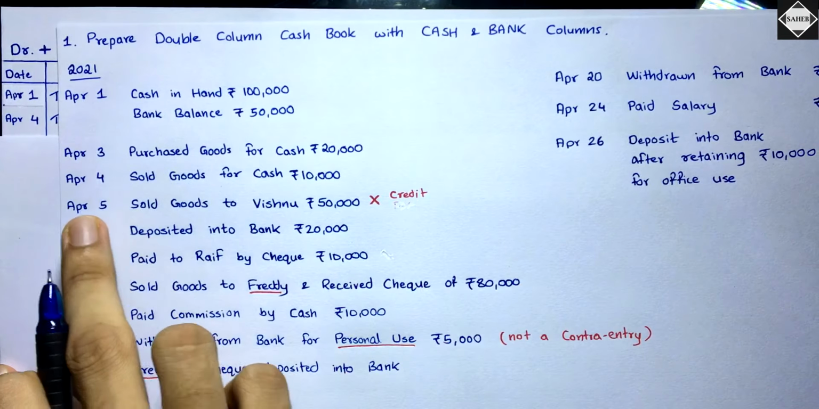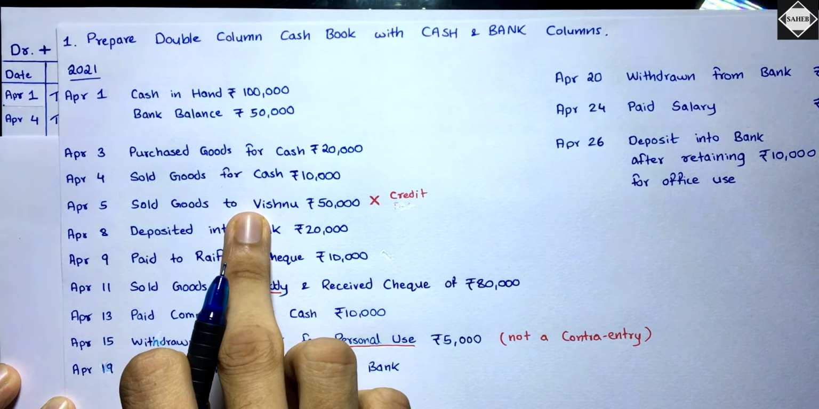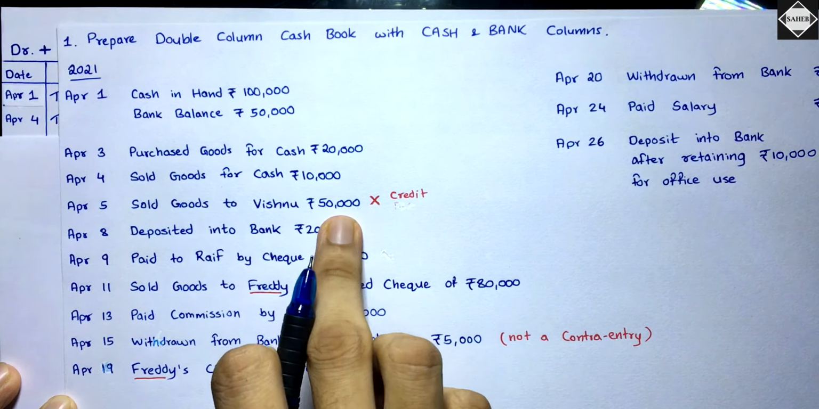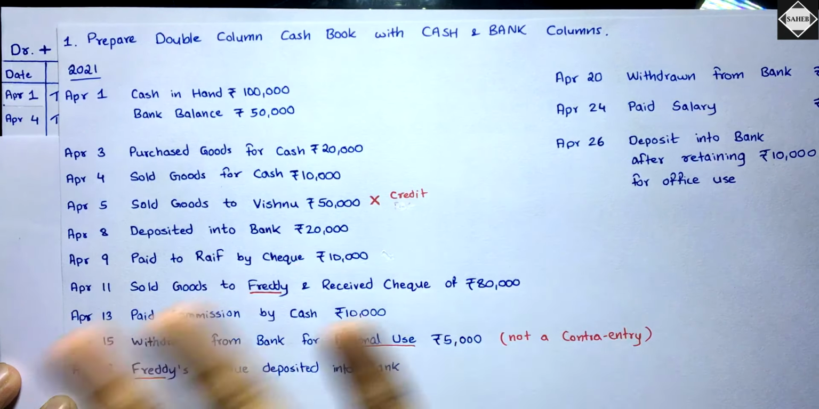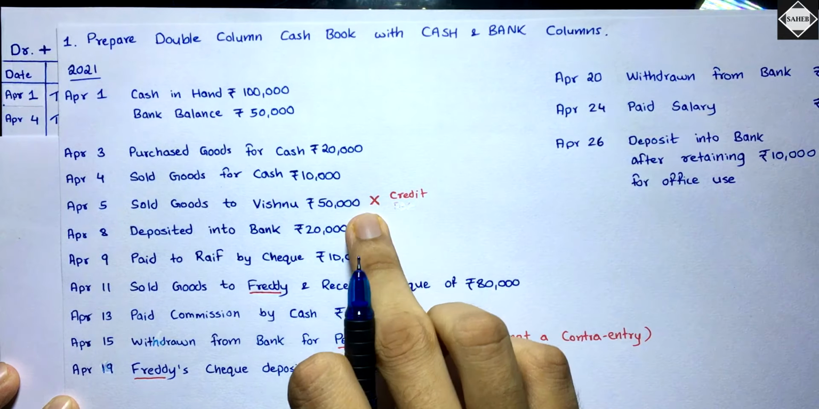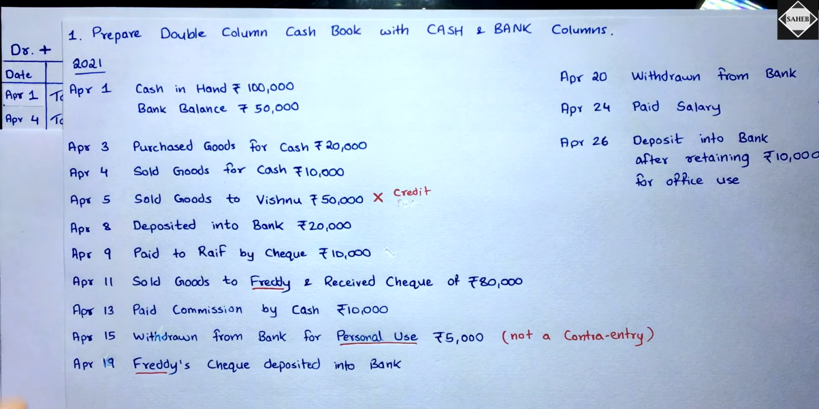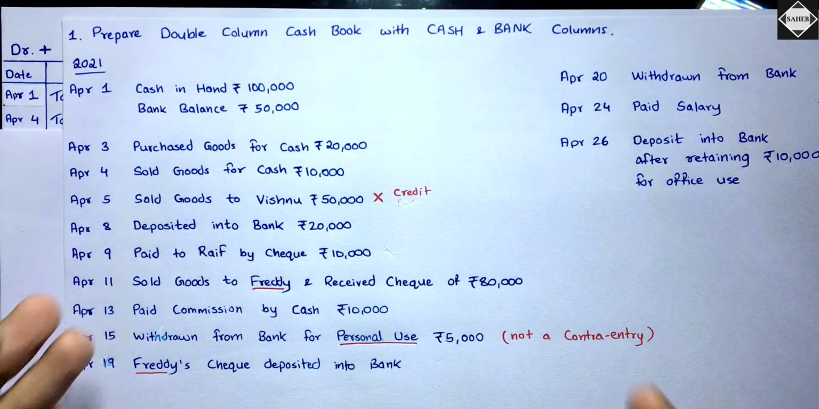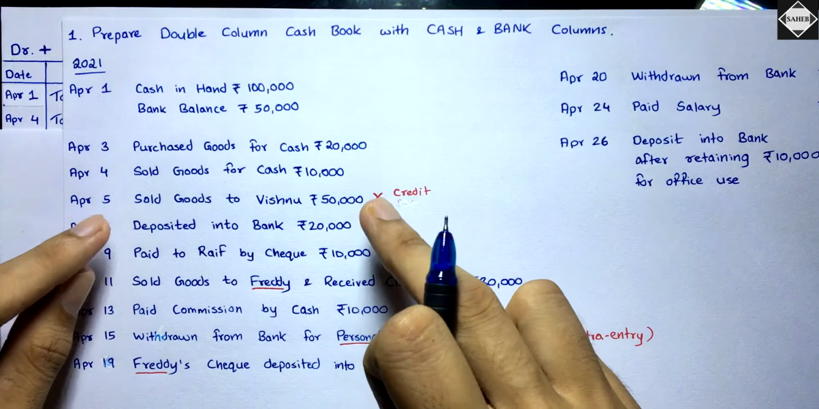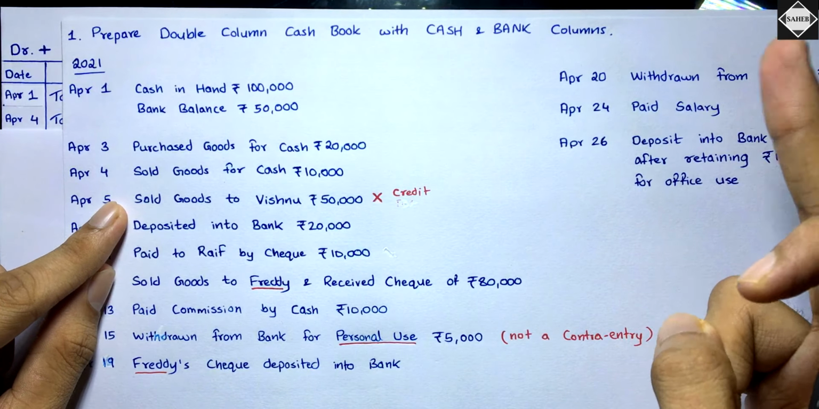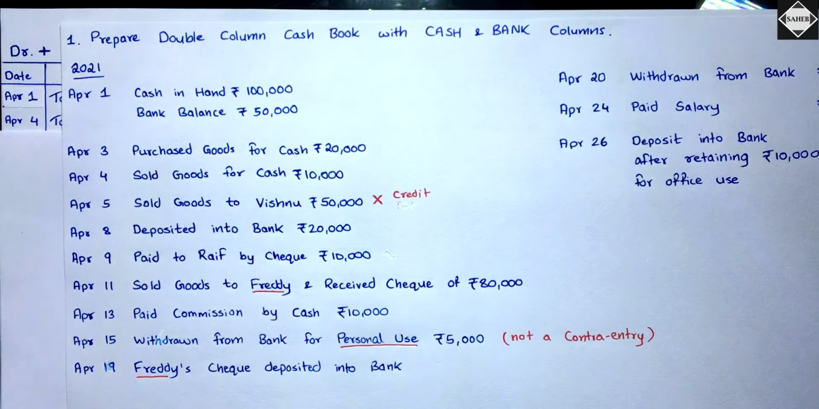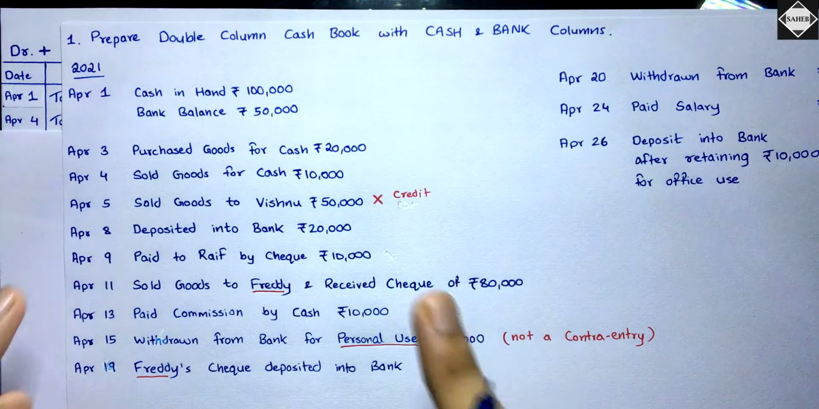Next transaction. April 5th, sold goods to Vishnu, 50,000. Will you record this in the double column cash book? This is a credit transaction. Here neither cash nor bank balance is involved, because they have said you have sold goods to Vishnu, 50,000. Vishnu has promised to pay you later, right? So where will this go? This will go in the sales book. The first original recording of this transaction will happen in the sales book, not in the cash book. Is that okay? Clear? Just ignore this transaction.